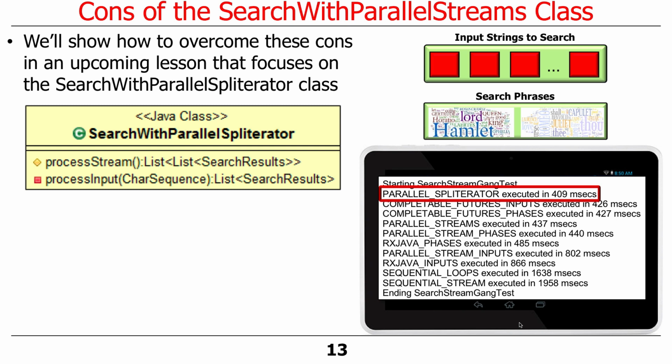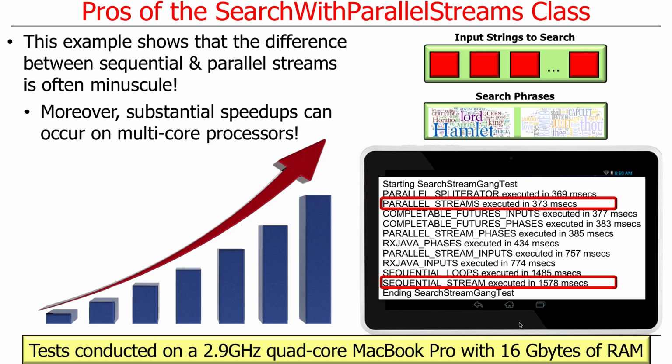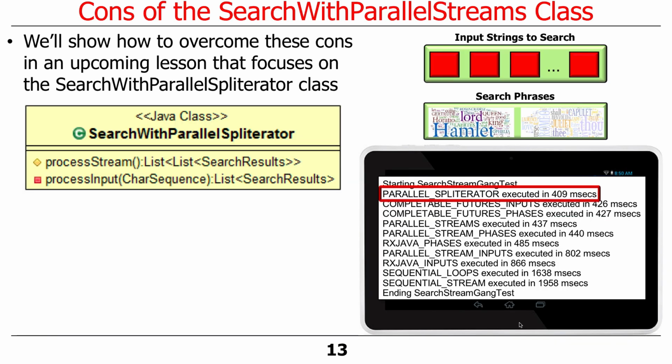So what happens here is in the Parallel Streams version, which is this guy, we run all the input strings in parallel, and for each input string, we run the search phrases in parallel. So we get parallelism in 2 dimensions. And as you can see, that performs pretty well. This version, which we'll look at later, we're going to do one more additional step of parallelization.